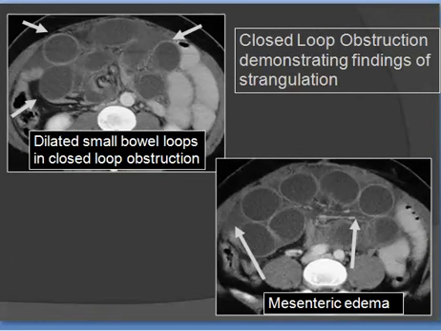And here is closed loop obstruction demonstrating findings of strangulation. In findings of the strangulation, we have development of ascites, development of mesenteric edema, dilated loops of obstruction, and these dilated loops are proved to be in a closed loop obstruction.